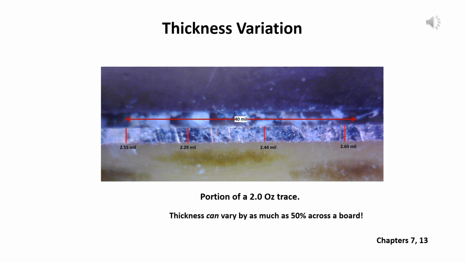I mentioned earlier that thickness can vary along a trace. This is a 1-inch long microsection along a trace on one of our test boards. And just in this short 40 mil section, we see that the thickness varies from 2.29 mils to 2.60 mils. This is typical all over a board.